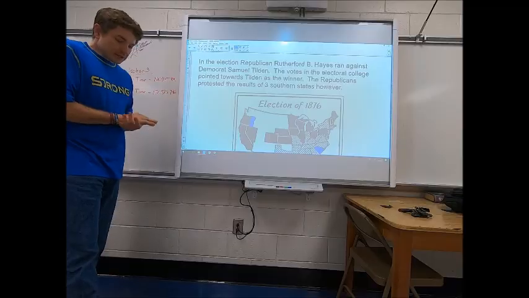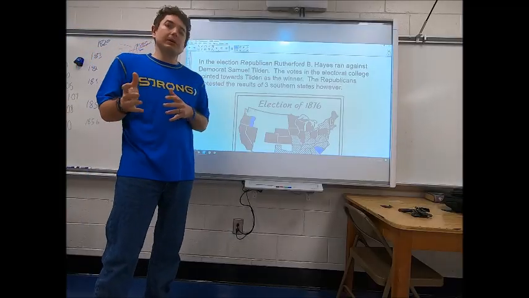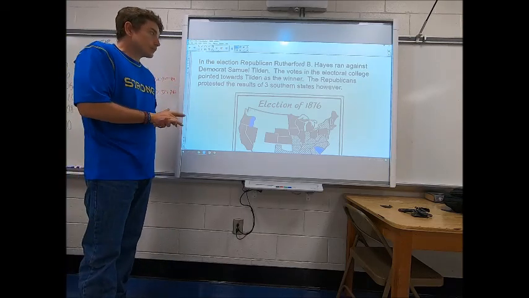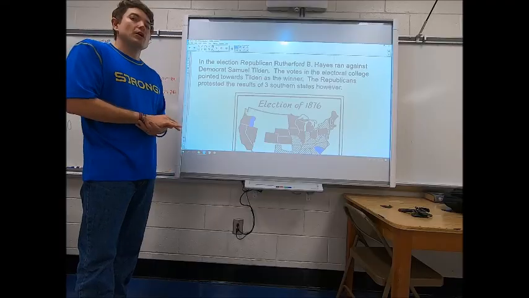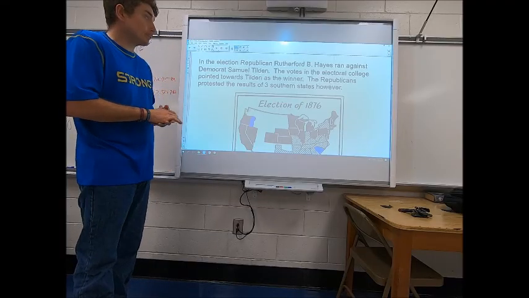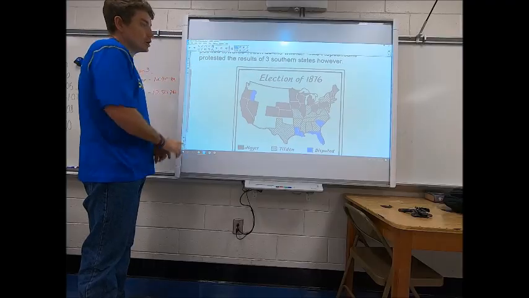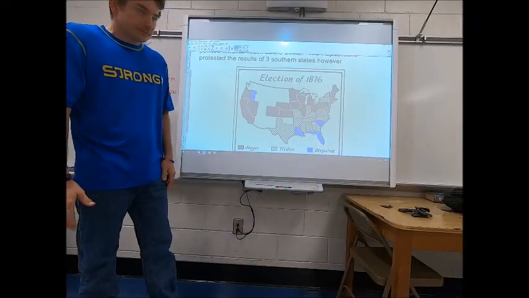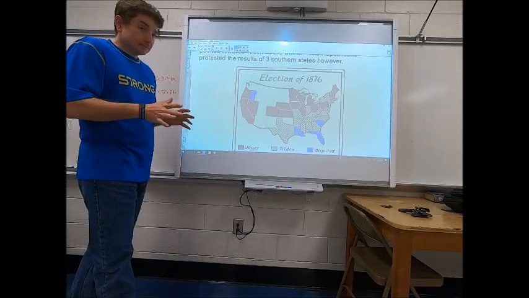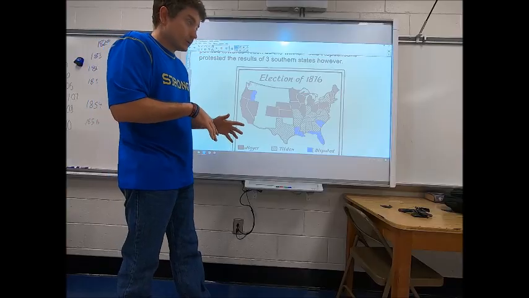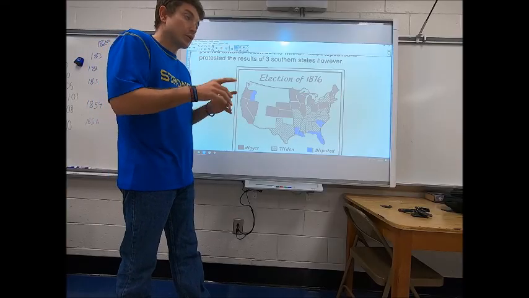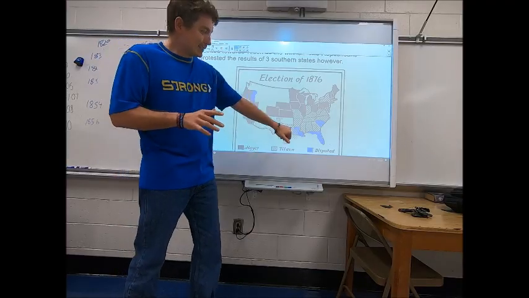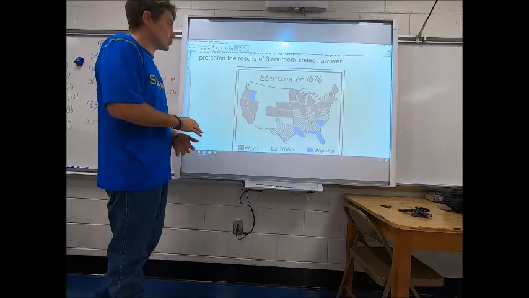In this election, the presidential election of 1876, you have the Republican Rutherford B. Hayes run against a Democrat named Samuel Tilden. The votes in the Electoral College pointed to Tilden, the Democrat, as the winner. The Republicans protest the results in 3 southern states and in Oregon. In order for the Republicans to win, the protests actually have to go in favor of the Republicans in every single instance. The Republicans needed exactly this number of votes to win the Electoral College.